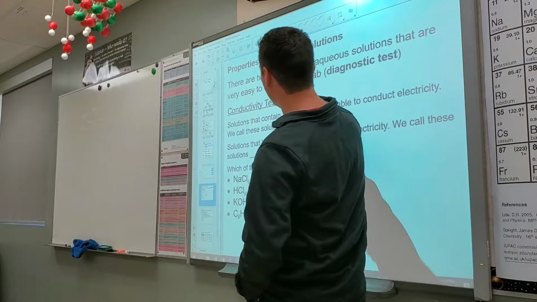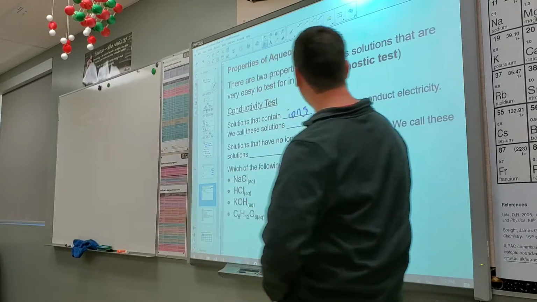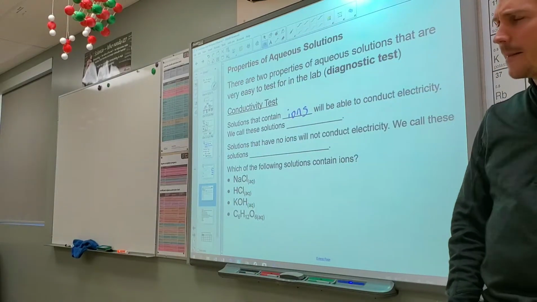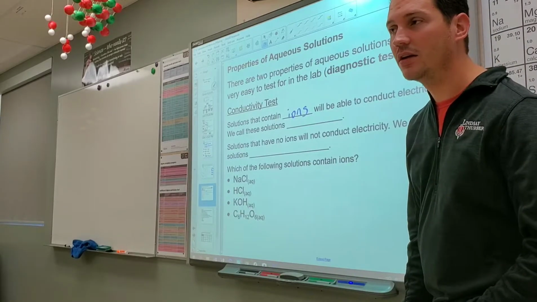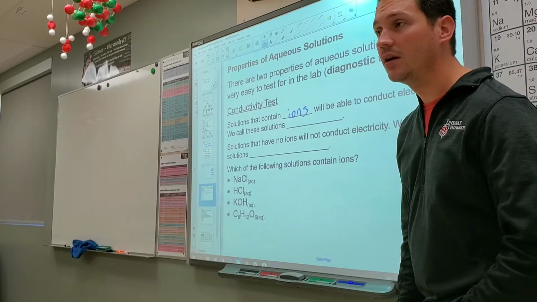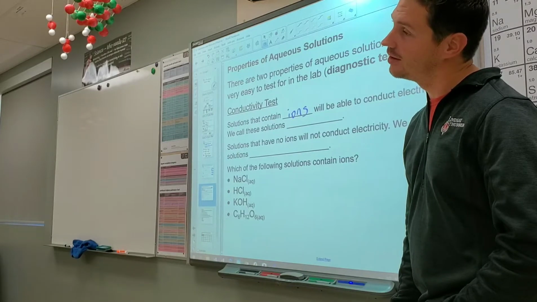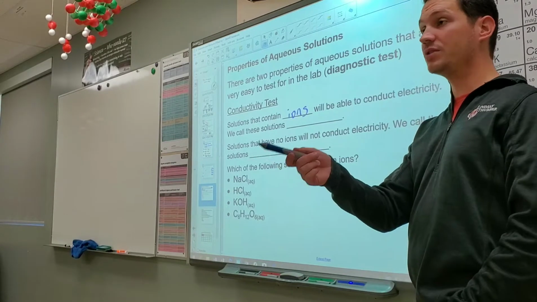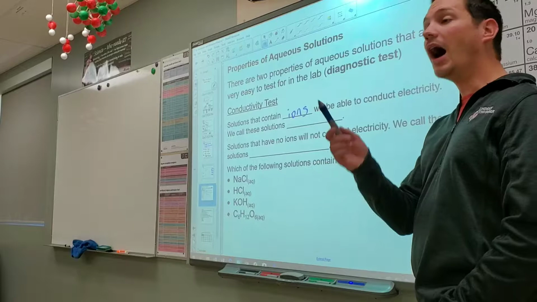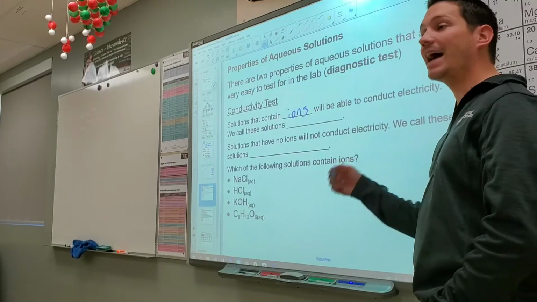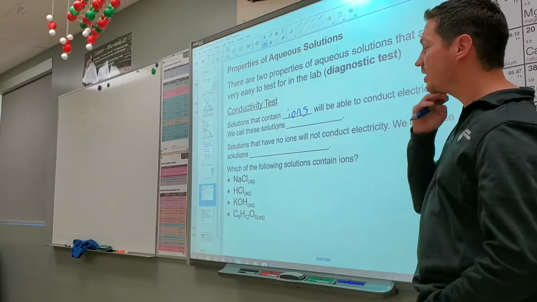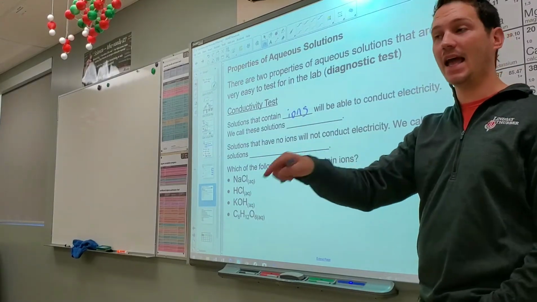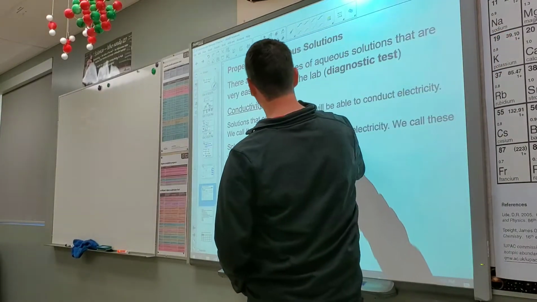Solutions that contain ions will be able to conduct electricity. What's an ion? It's a charged particle, right? An ion is something that has a charge on it. So ions will be able to conduct electricity. We call these solutions that can conduct electricity electrolytes.